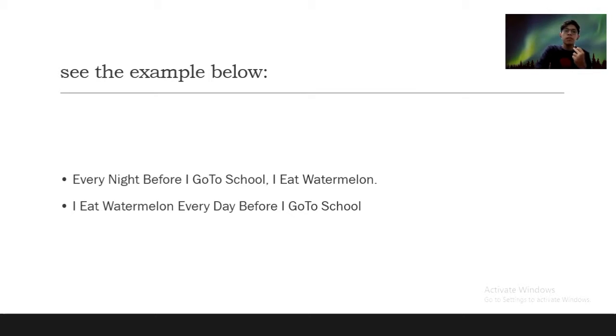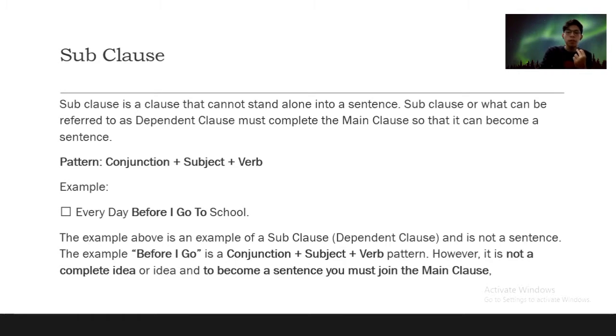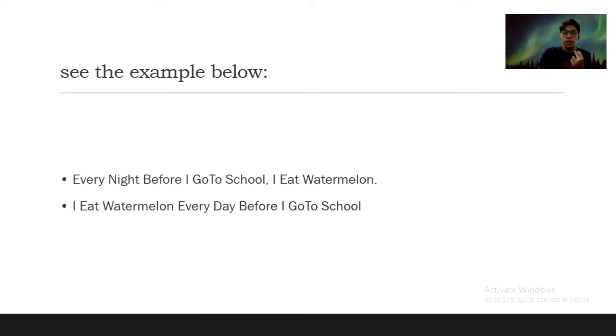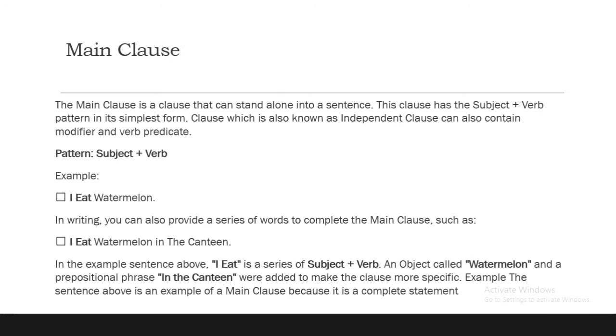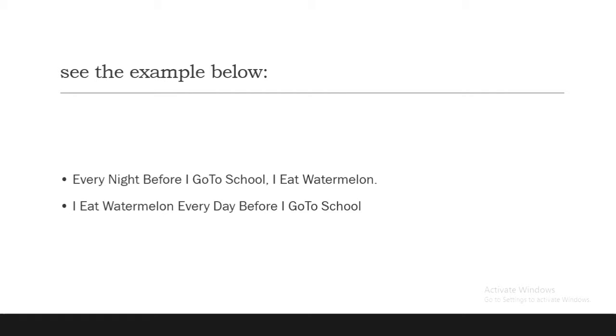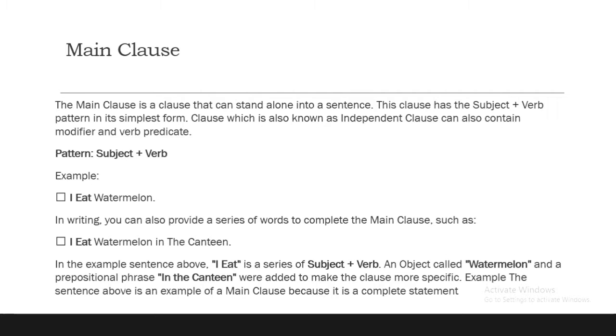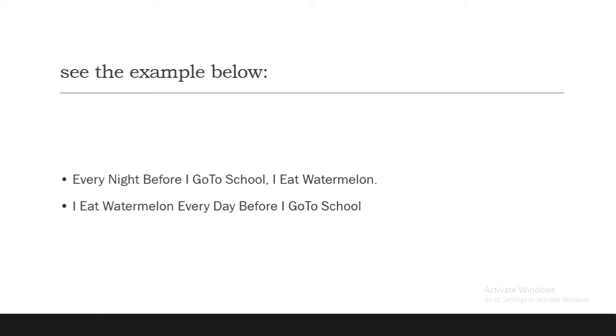Here are some examples. The first one is every night before I go to school, I eat watermelon. I eat watermelon every day before I go to school. In here, every night before I go to school is the subclause, whereas the sentence I eat watermelon is the main clause. I eat watermelon every day is the main clause, and before I go to school is the subclause.